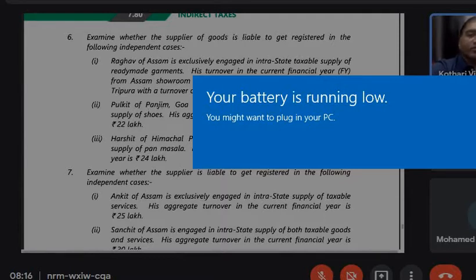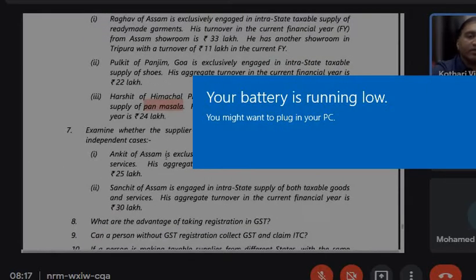Pulkit of Panjim, Goa is exclusively engaged in intra-state taxable supply of shoes. His aggregate turnover in the current financial year is 22 lakhs. So he is only in intra-state supply with aggregate turnover less than 40 lakhs, so he is not liable for registration. Harshit of Himachal Pradesh is exclusively engaged in intra-state supply of pan masala. Now pan masala is a negative category, so here the 40 lakhs limit will not apply. He is liable to register directly, from even a single rupee.